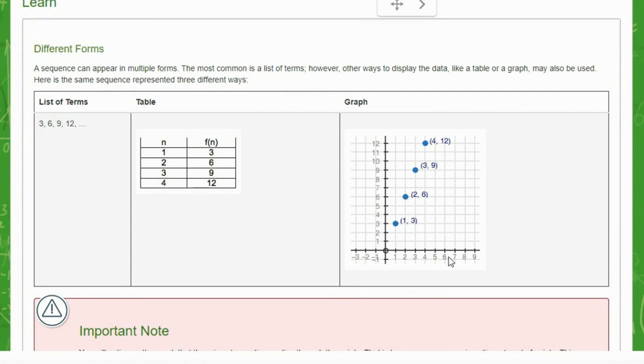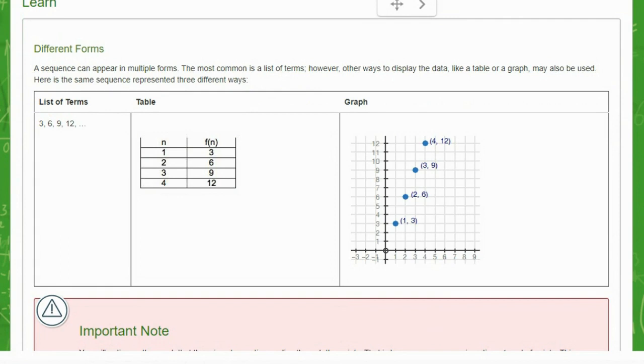Looking at that, the domain never changes on a sequence. Never, never, never. It's always all integers greater than 0, or all integers greater than or equal to 1. Because basically the domain is always 1, 2, 3, 4. Because you can't have a 1.5 term.